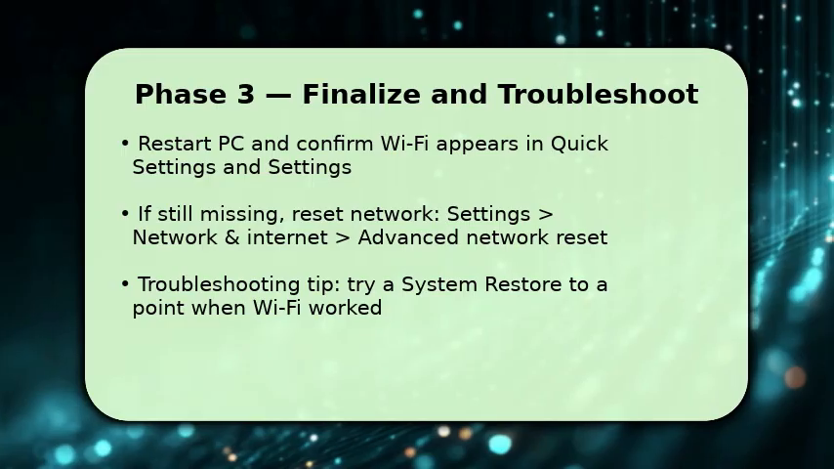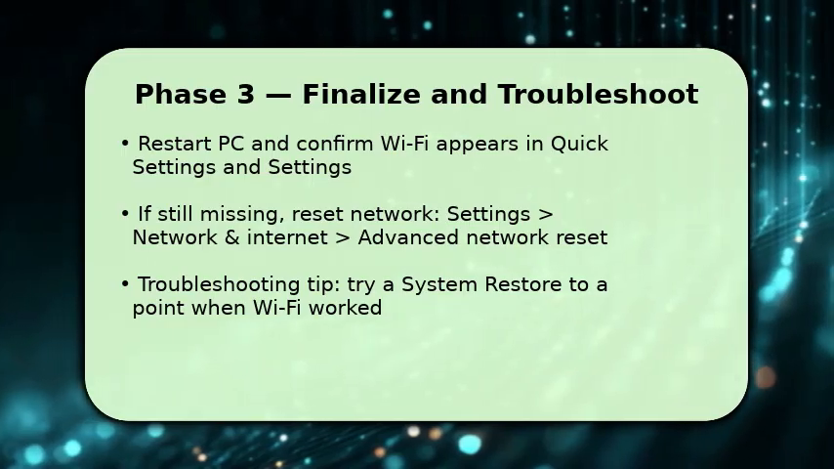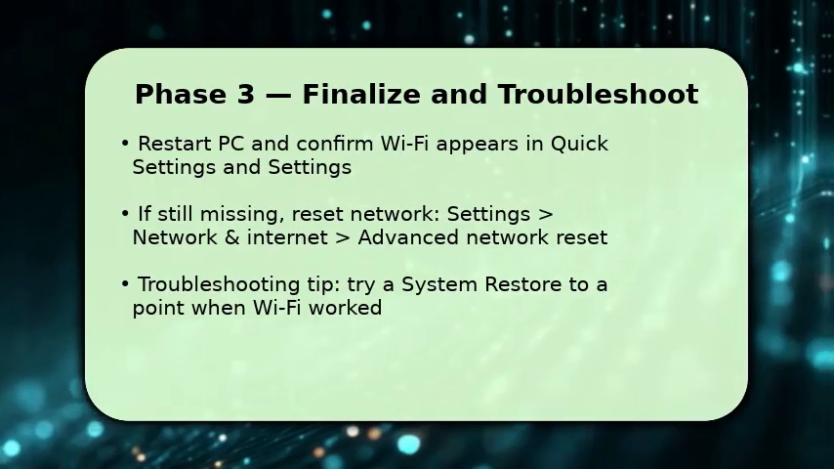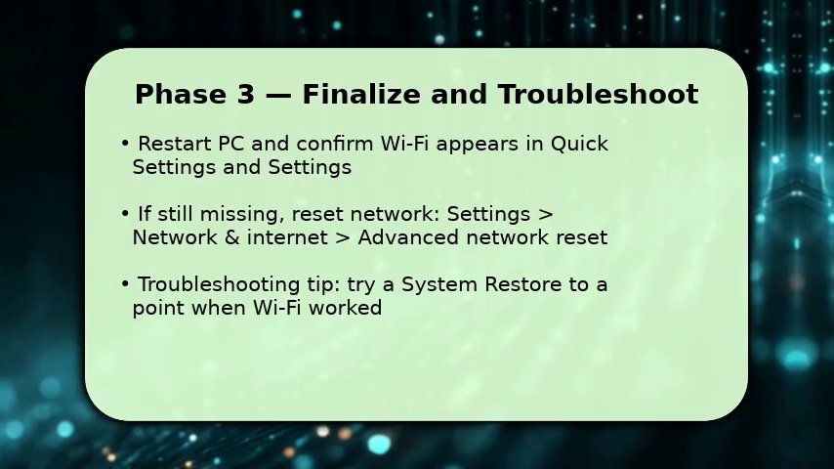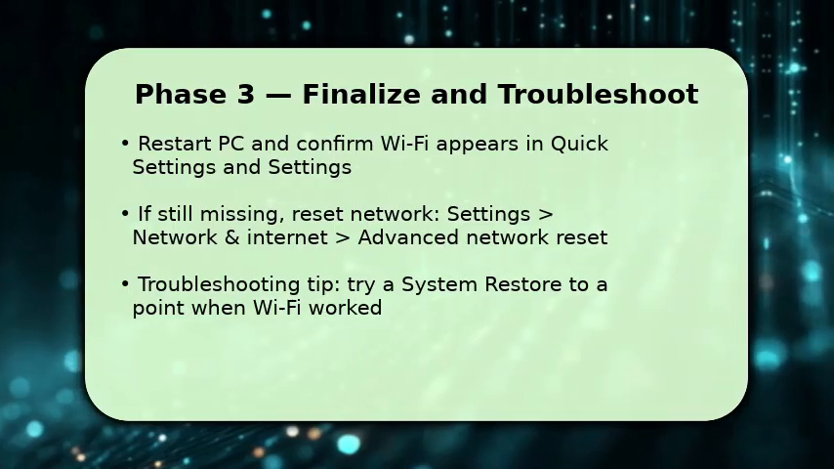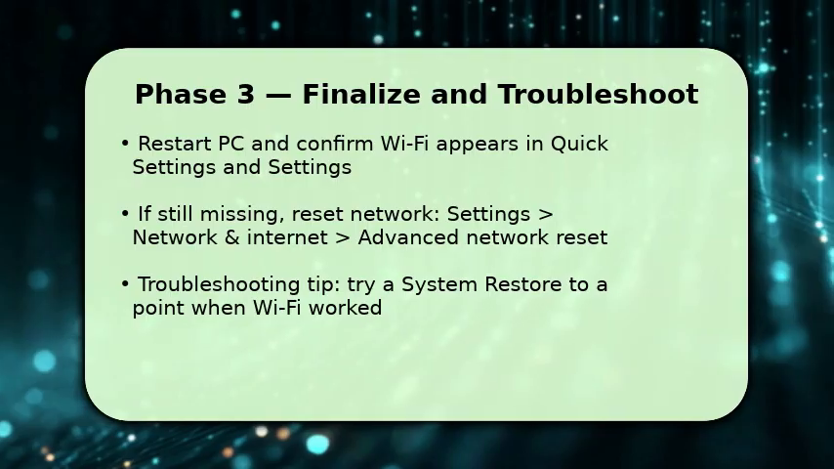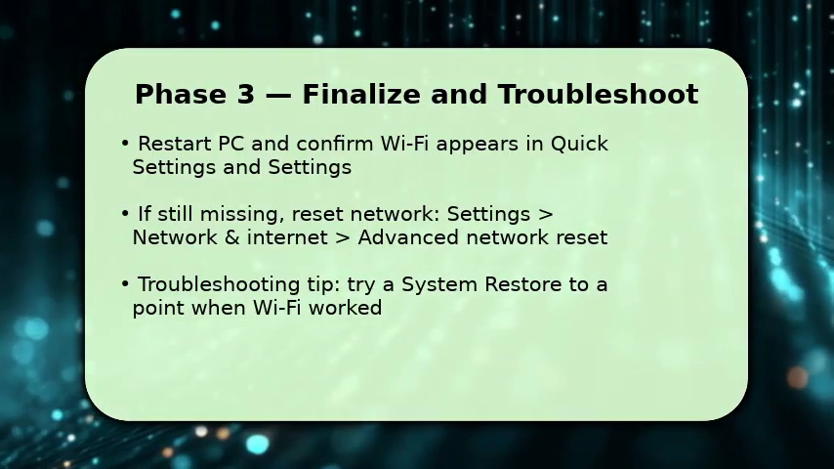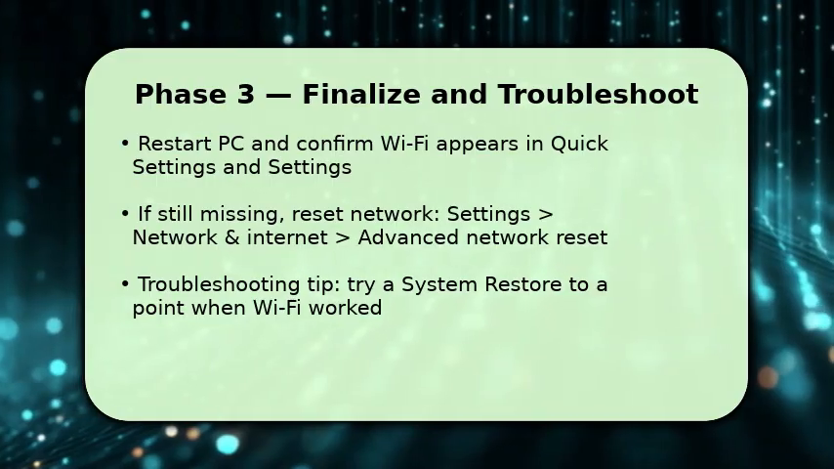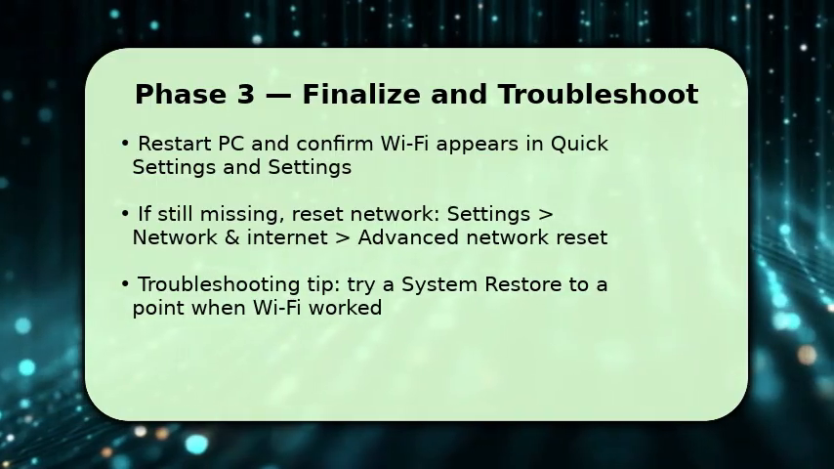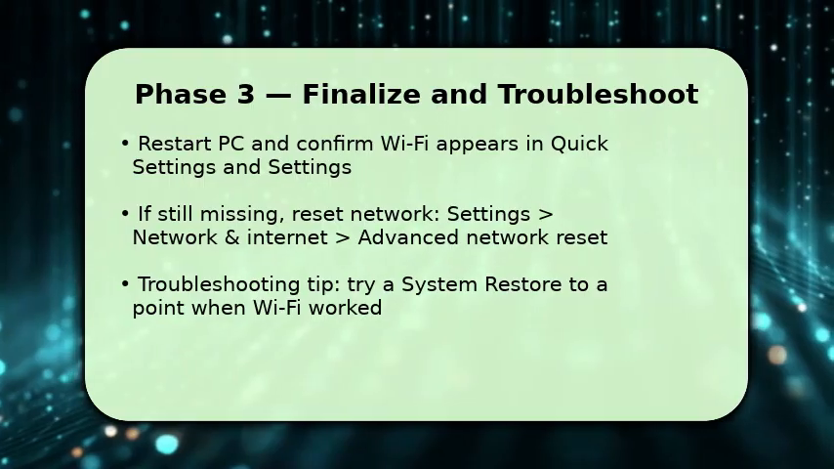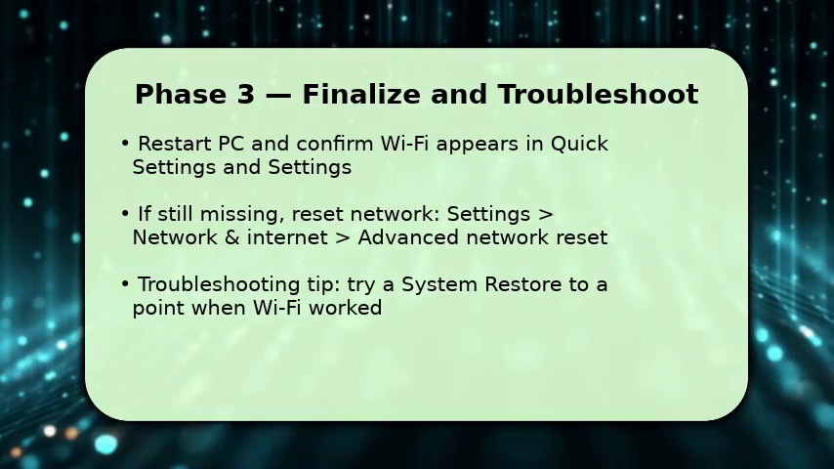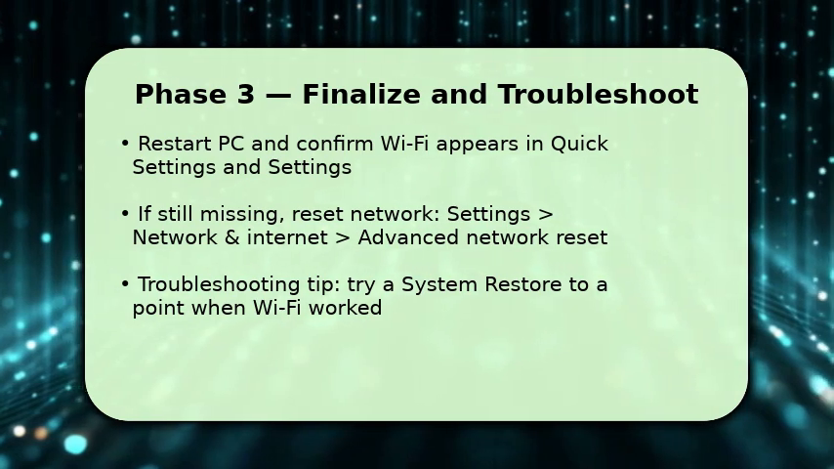Finish by restarting your PC and checking Quick Settings and Settings, Network and Internet for the Wi-Fi option. If it still does not show, perform a network reset from Advanced Network Reset. This reinstalls all adapters and returns settings to default. Make sure to reconnect Ethernet first, then reboot. If the problem persists, use System Restore to roll back to a date when Wi-Fi was working. This can undo driver or update changes that remove the option. That final step often resolves stubborn cases.